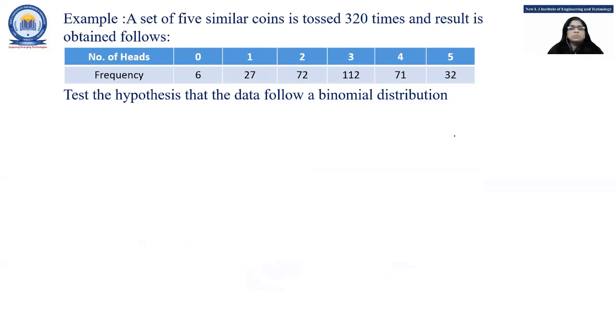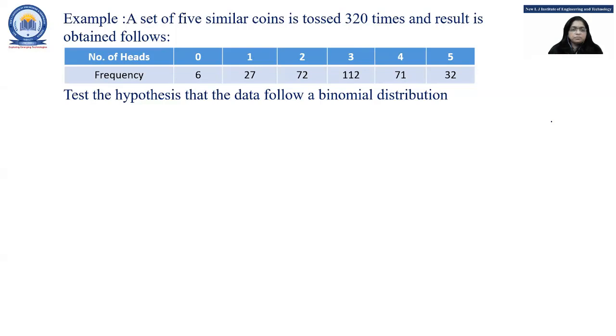Let's move to one more example. A set of 5 similar coins is tossed 320 times and the result is obtained as follows. Number of heads 0, frequency is 6. For number of heads 1, frequency is 27. Similarly for 2, 72, 3, 112. For number of heads 4, that is 71, and number of heads 5, that is 32. So test the hypothesis that the data follow a binomial distribution. So let's start the solution for this kind of example.